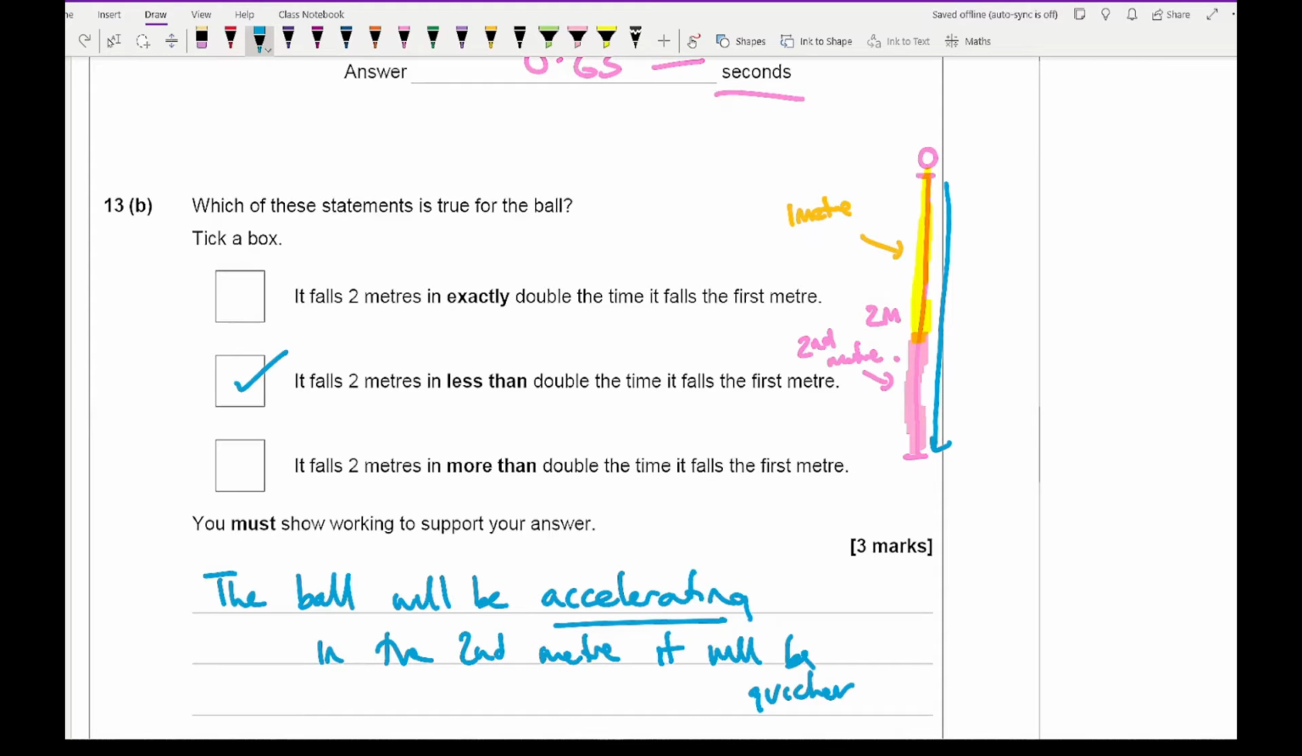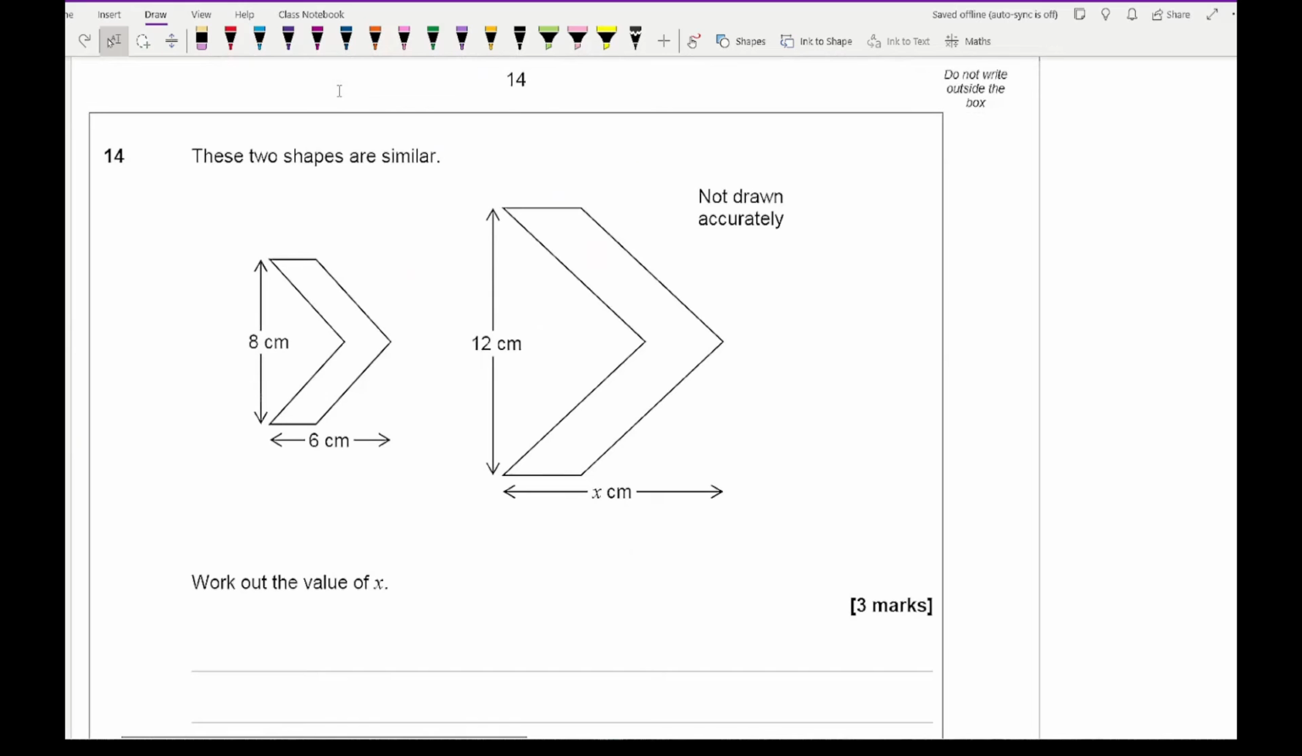So again, you could measure the average speed, but the second meter will be faster than that first meter. Moving on to question 14, it says these two shapes are similar. Work out the value of x. Now for this, what we need to do is first of all work out the length scale factor, because x is a length. So we find the two corresponding sides, and the scale factor is the side on the big shape or the final shape, which is 12, not 8. So let me just get rid of that, and divide that by the corresponding side on the original shape. So here we've got a scale factor of 3/2.